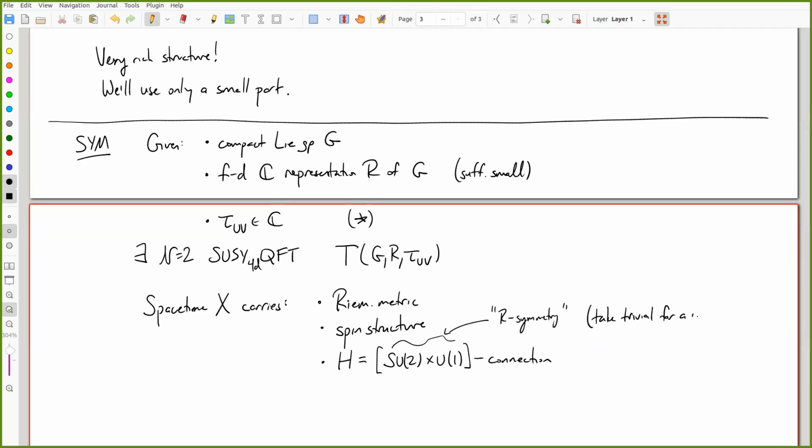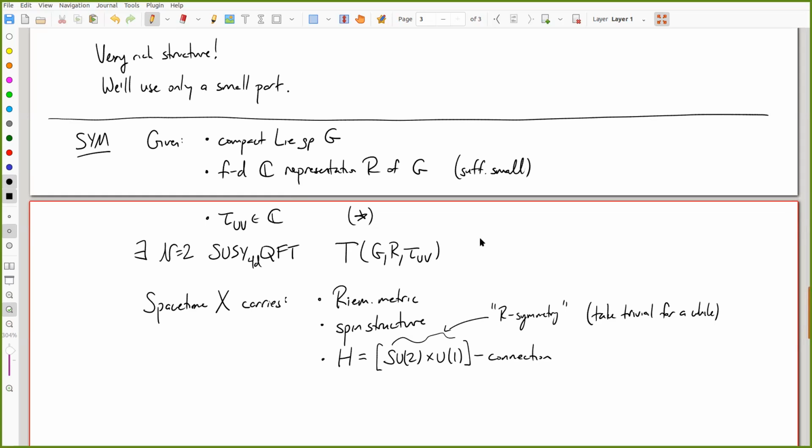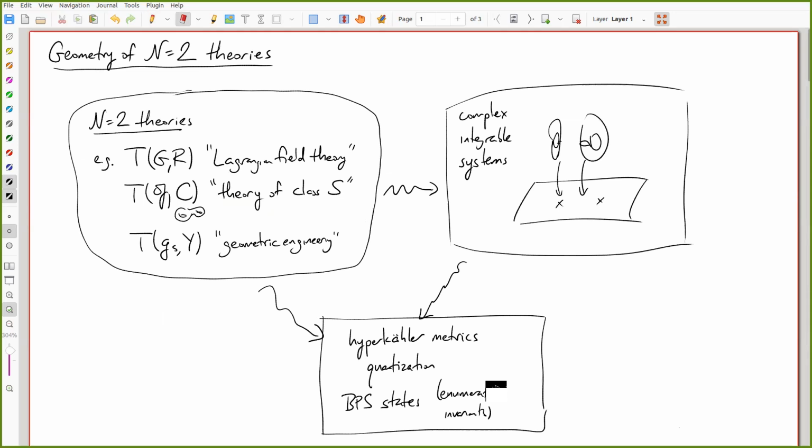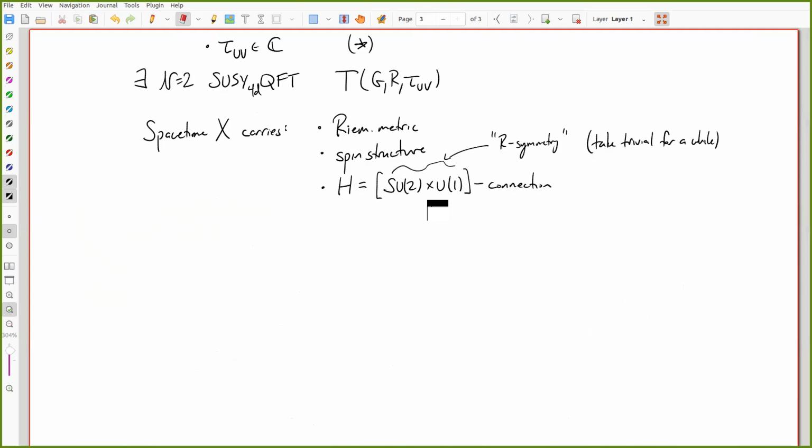When you say connection, you mean the traditional Lie algebra valued connection associated with the group? Yeah, you pick an SU2 cross U1 bundle and a connection on that bundle. Andy, if the U1 is anomalous, does that still make sense? Sometimes you don't have the U1. Yeah, very good, thank you, that's a good point. Let's forget the U1, I wasn't going to use it anyway. Sometimes it doesn't have the U1 actually, but it almost always has the SU2. Great. Very good point.